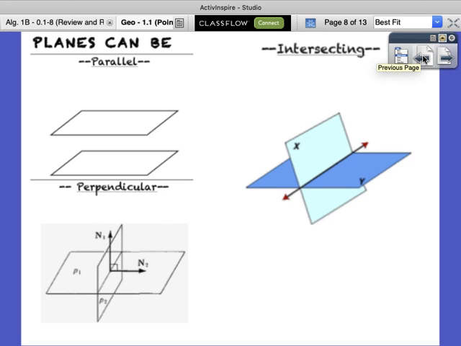Okay. So, planes. Let's talk about some planes, not like the airplanes, okay? We're talking about planes where things are at. So planes can also be parallel. Just like with lines, these wouldn't cross. They never intersect.